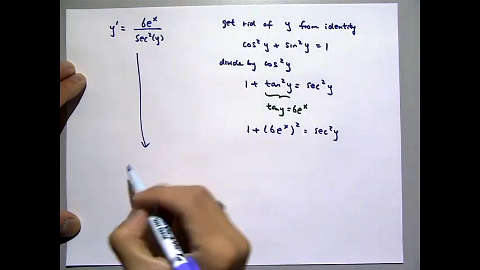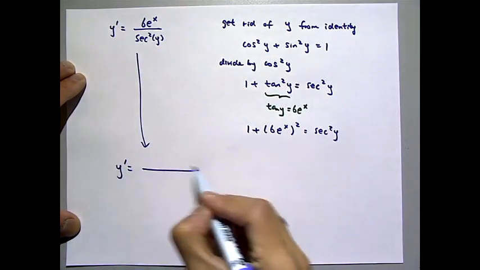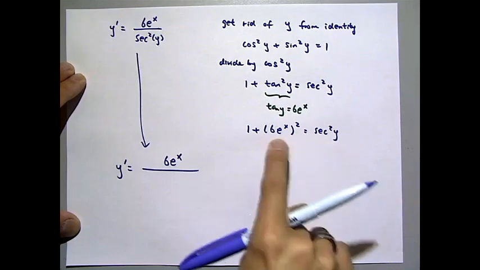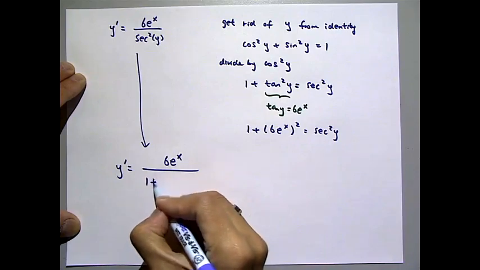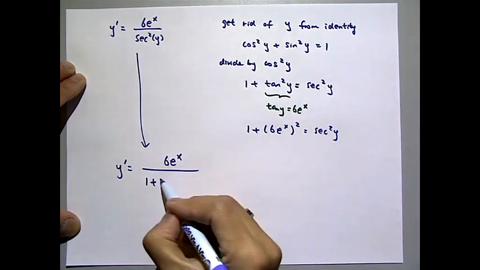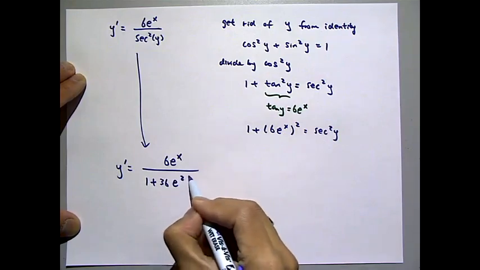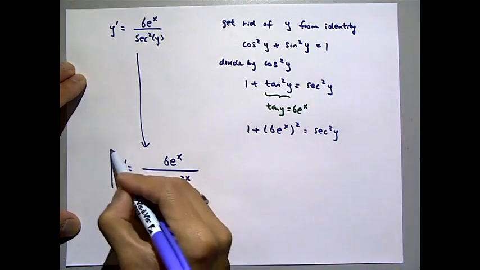So this guy down here, bring it down, it's going to be 6e to the x over, not this anymore, but this. And that can be written as 6 squared is 36, e to the x squared is e to the 2x. And there we go.